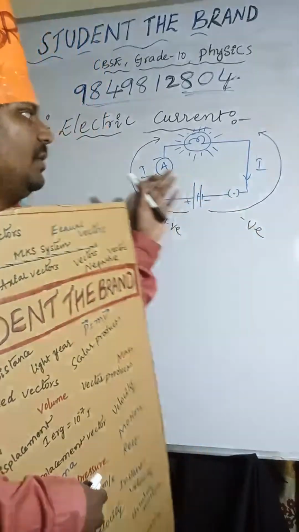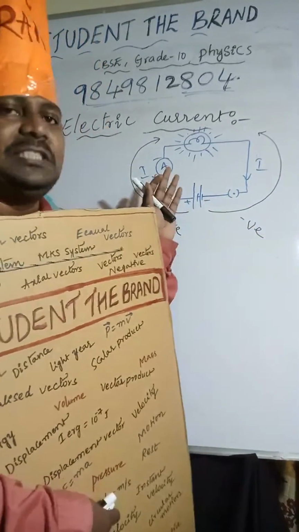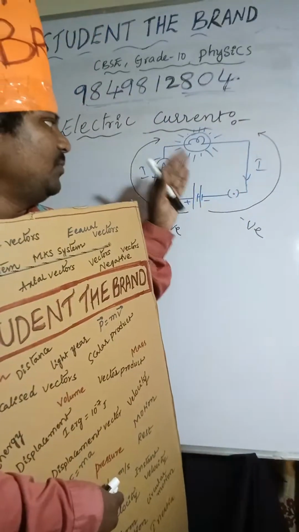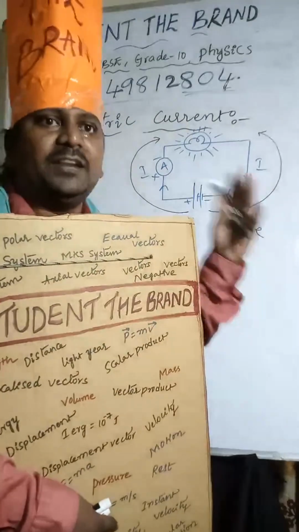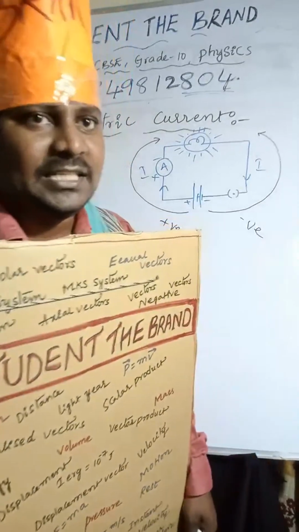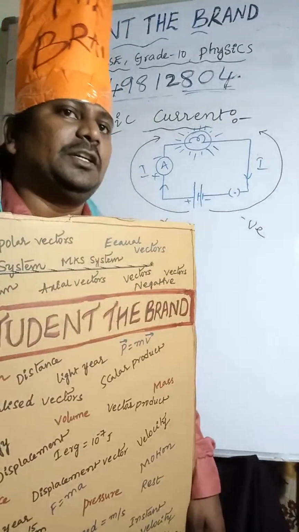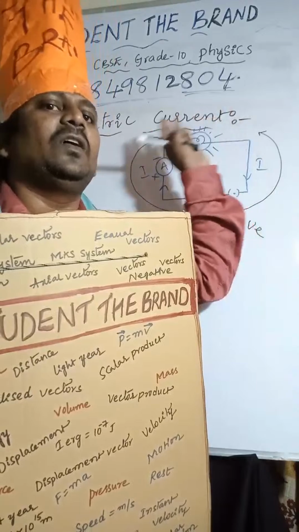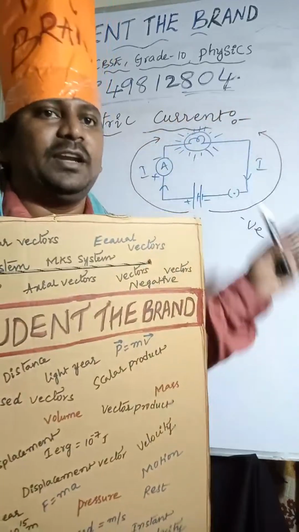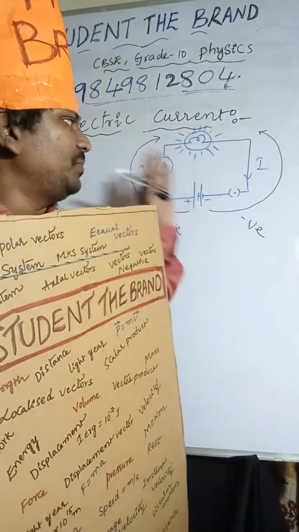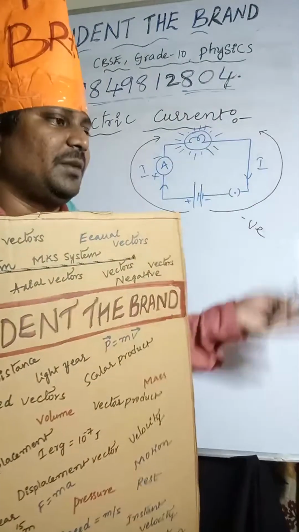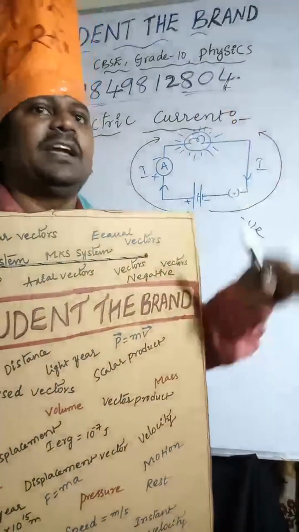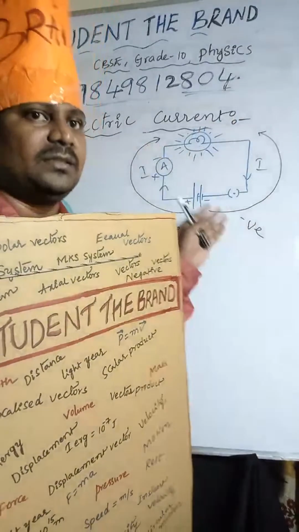Here positive charges will move from high potential to low potential, whereas electrons will move from low potential to high potential. Very, very important. Based on this, one question will come, either a 1 mark question or a 2 mark question. Surely they will ask in the exam. So be careful, listen carefully, and learn carefully.